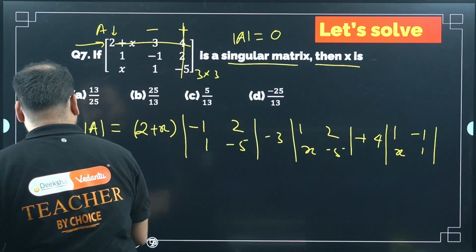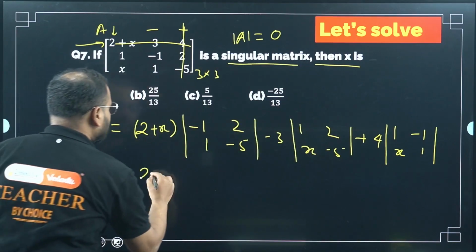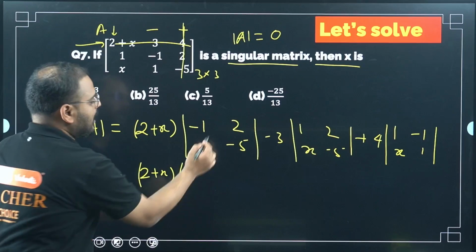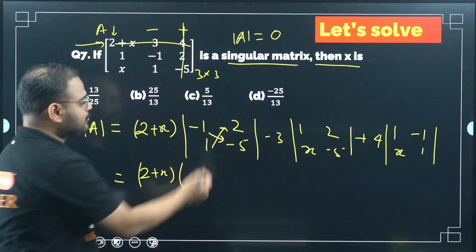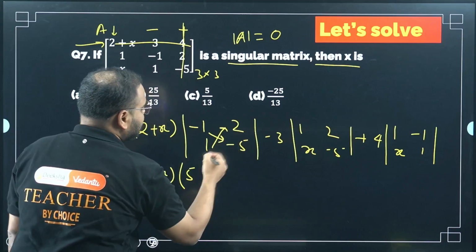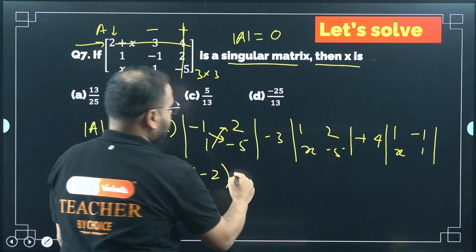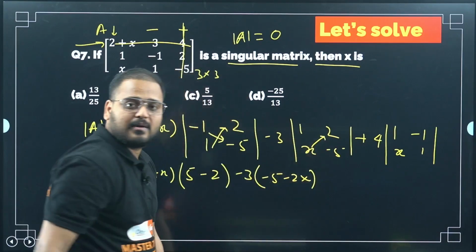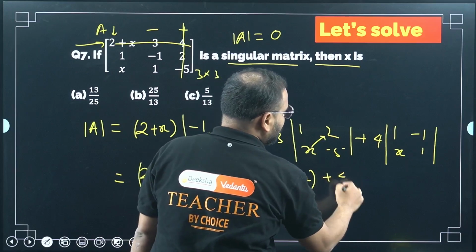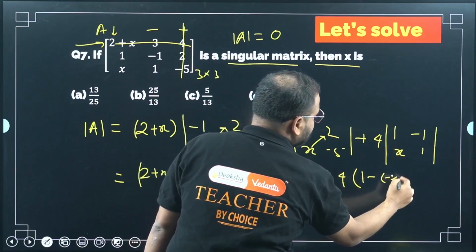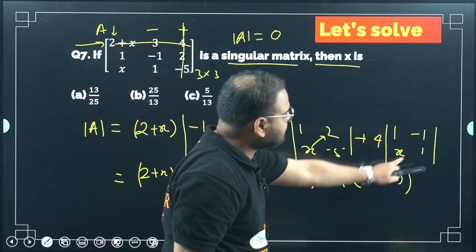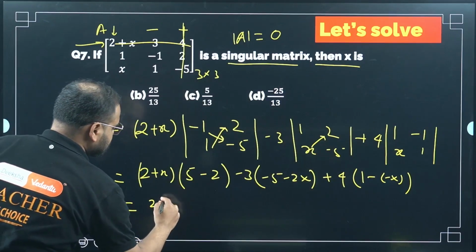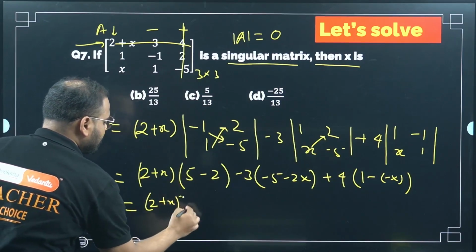Okay, let's move on to simplifying this part. This will look like 2 plus x times, how do we do this, this times this minus this times this. So minus 1 into minus 5 will be 5, and minus 2, which gives 5 minus 2. What about this? Minus 3 times minus 5 minus 2x, correct? What about this? Plus 4 times 1 minus of minus x, so 1 plus x. Okay, moving on. So 2 plus x times 3 is there, so let's multiply 3 here simply.